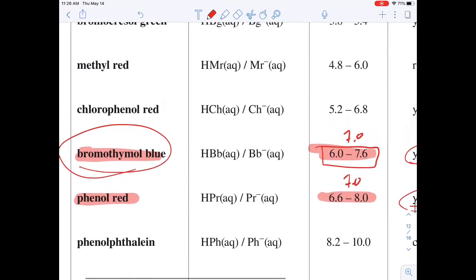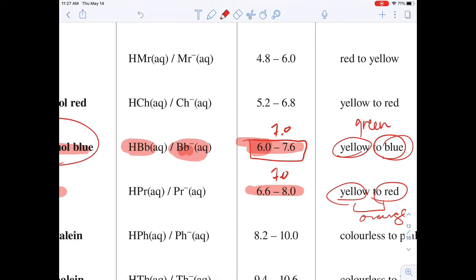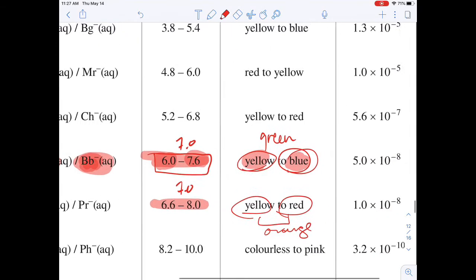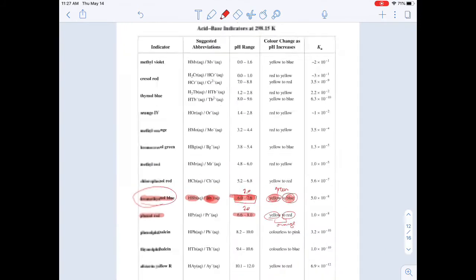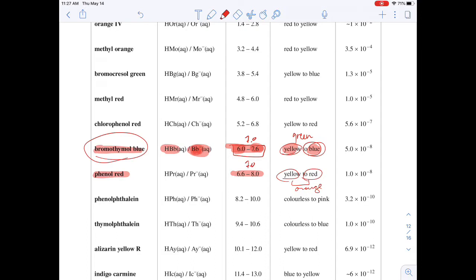Now when we look at the indicator table, they've got these sort of fake formulas. This is the acidic form of bromothymol blue, and this is the basic form. The acidic form happens at 6.0, and at 7.6 you get the basic form. And the colors correspond. This is the acidic form, and this is the basic form. And finally, they give you a Ka for the indicators, which could be used in a question as well, because we've now dealt with Ka to find hydronium ion concentration. And so the indicator table has a lot of useful information.